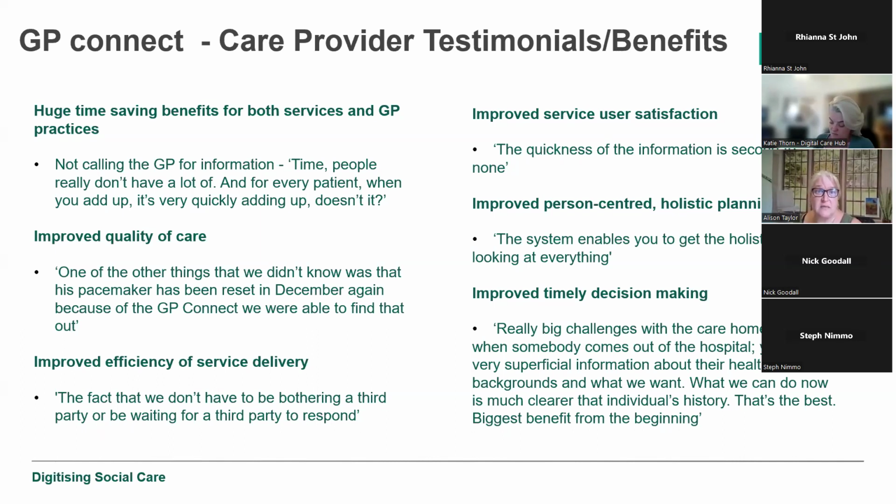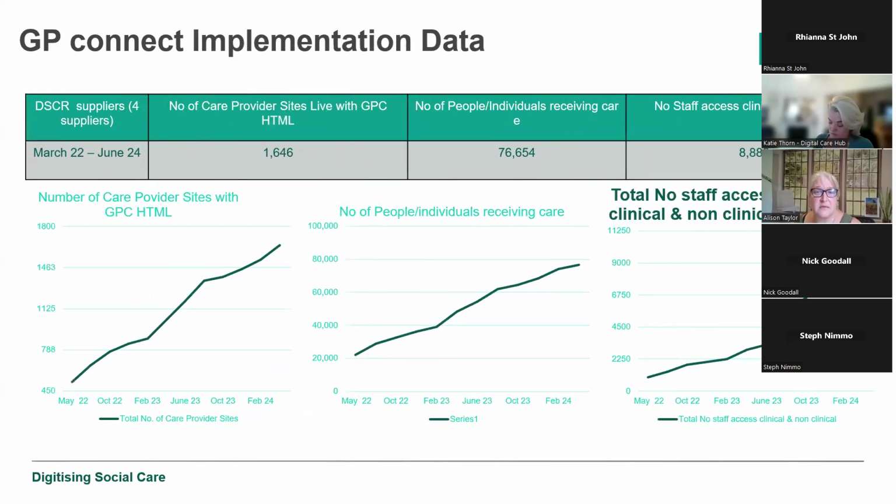Next slide, please. I think that might be numbers next. So I've been working on this for quite a good few years now. Back in March 2022, we went live with this, and as you can see, we've been improving slowly over the last couple of years. We've got over 1,600 sites live. I think 80,000 people is quite a big number to have achieved, getting their record and helping people out there. And nearly 9,000 new staff have come to use this.